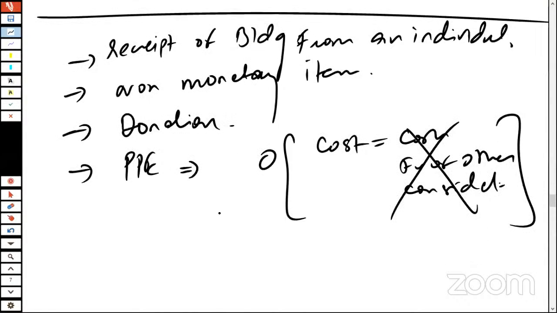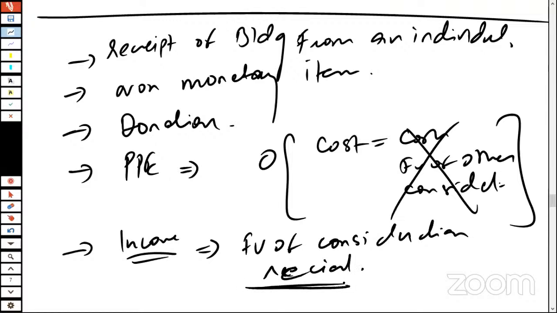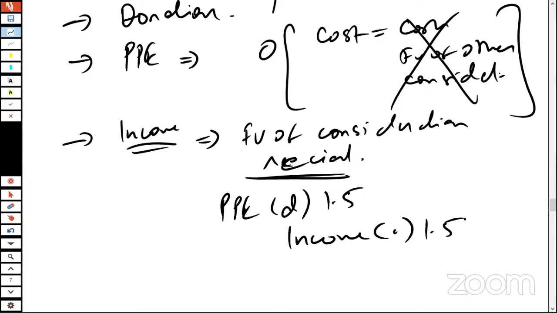Now the second thing is, can it be considered as an income? Yes, it can be considered as an income. So how do we recognize this income? The income is recognized as the fair value of consideration received. So what are you simply going to do? You're going to say the property, plant, equipment debit by 1.5 and income is going to be credited by 1.5.